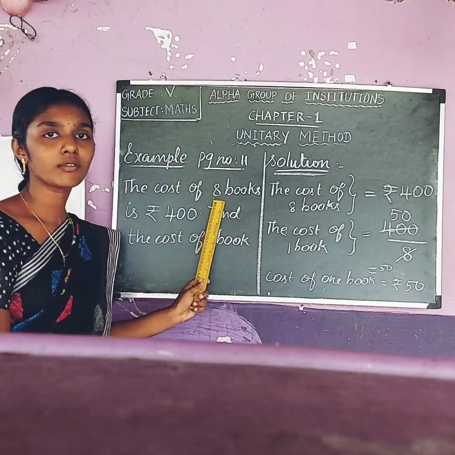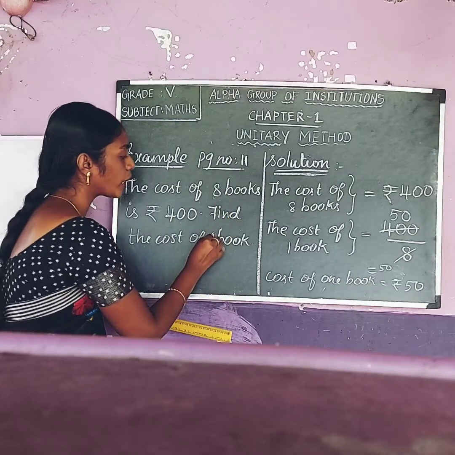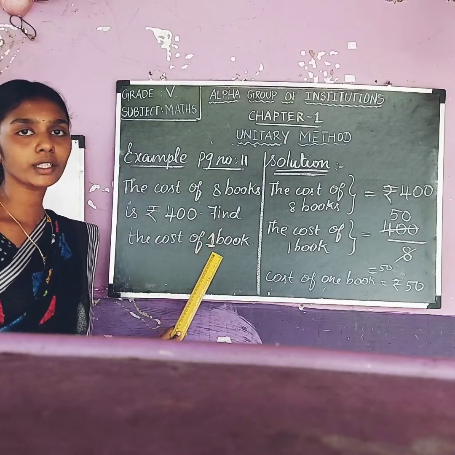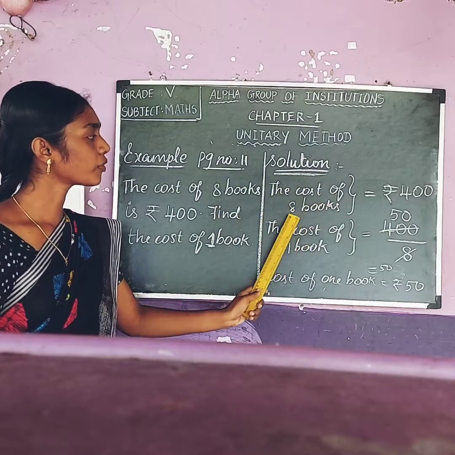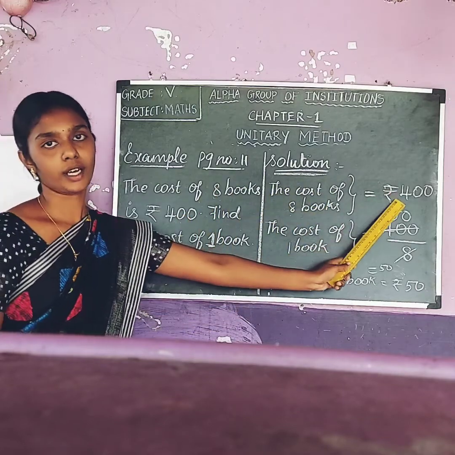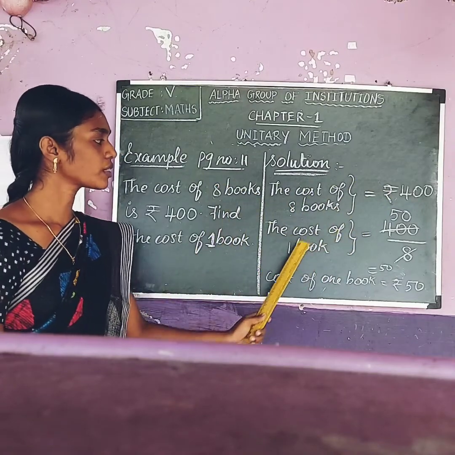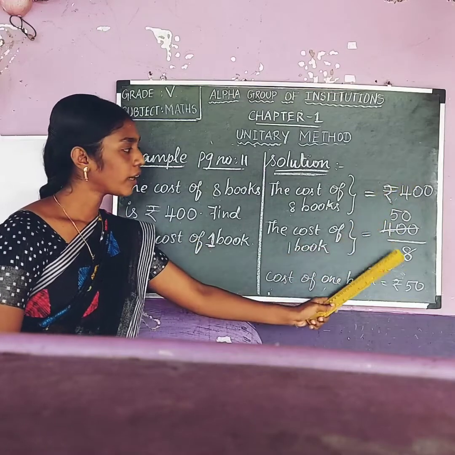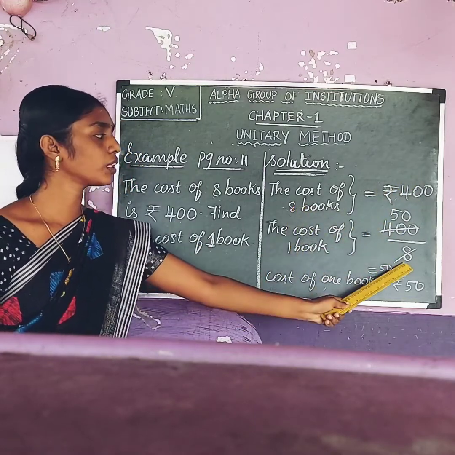So here they are given the cost of many units and we want to find the cost of one book. One means unit, single. Yes, we want to find the cost of one single book. So solution: see here, the cost of 8 books is 400. They are asking us to find the cost of one book. So how will I write the cost of one book? Write the total cost divided by the total number. How many books are here? 8 books. So I want to divide that.